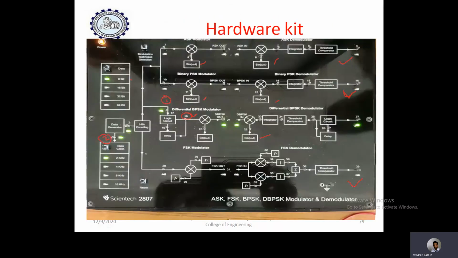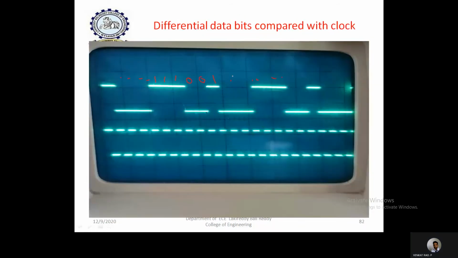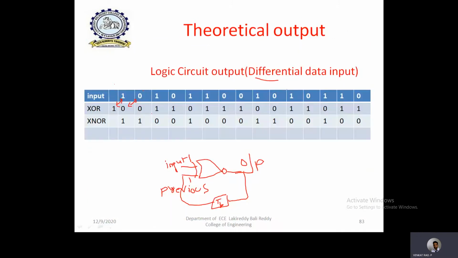At this particular pin, if you observe in the CRO, this is the pulse waveform you observe. Based on that pulse waveform, this will be the bit sequence if this gate is considered as an XOR gate, and if this gate is considered as an XNOR gate, this is the corresponding bit sequence. In the experimental analysis, you can clearly observe this bit sequence because the gate is an XNOR gate. Now in practical, we'll try to observe all this XNOR operation and DPSK output.